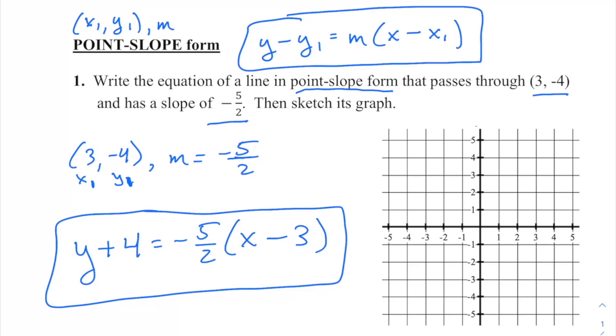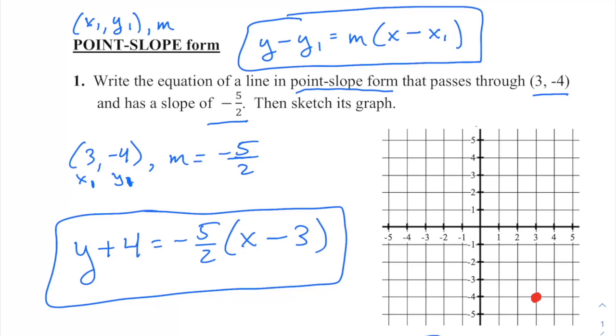And as far as graphing it, well, here you go. (3, -4), put a point there, and then use the slope. So we're going to go down 5 and to the right 2. That's what a slope of -5/2 is, right? Rise over run. Down 5, to the right 2, and if I go down 5, I'm going to be way off the graph and not be able to accurately do it.